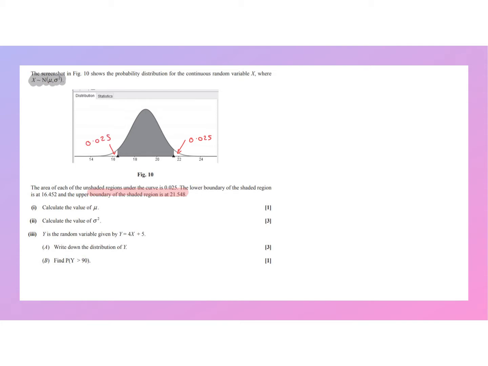The lower boundary of the shaded region is at 16.452 and the upper boundary is at 21.548. So for part 1 we have to calculate the value of mu. Now mu we know is in the centre of the distribution, so we can use the fact that everything is symmetrical to find the halfway mark between 16.452 and 21.548. So add them together, halve that will give us our value of mu. So that's a value of 19. It does look like 19 from the sketch graph, but this gives us proper confirmation of that answer.